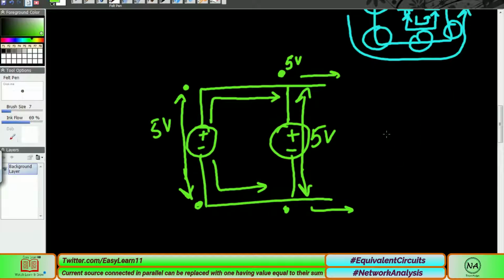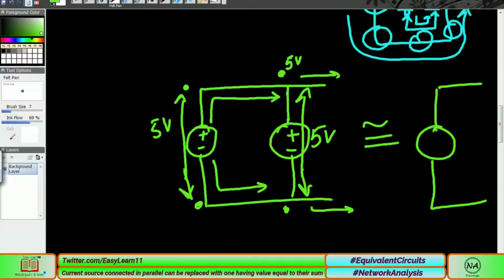So overall we can simply say if the two voltage sources are the same, then its equivalent circuit can be only one source that is 5 volts, not the sum. I mean not 5 plus 5 equals 10, because this is a parallel combination, and in a parallel combination, as I mentioned, the voltage doesn't add up, the voltage remains the same.